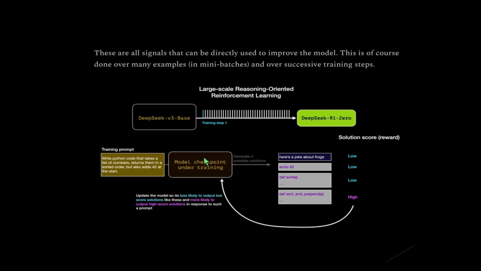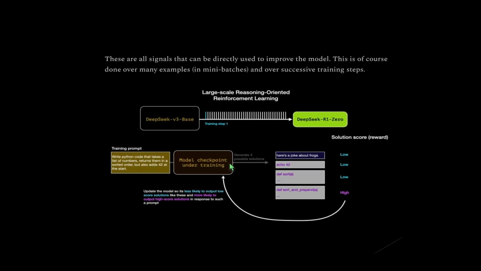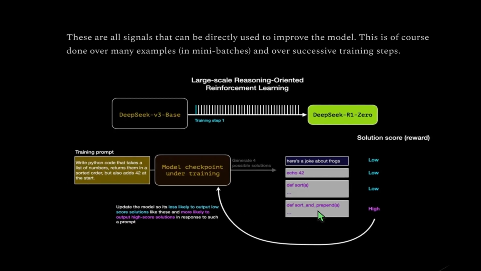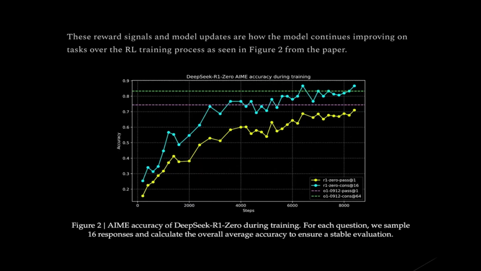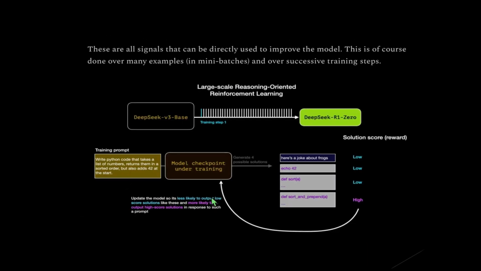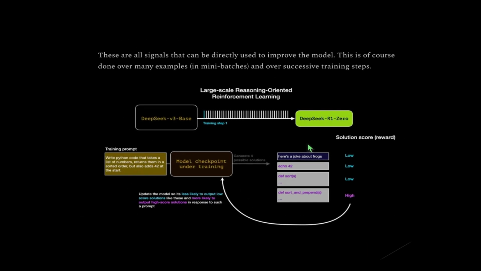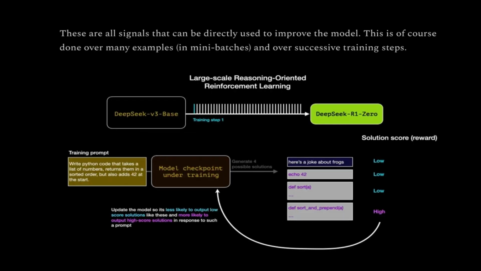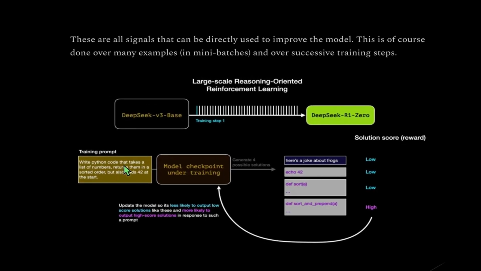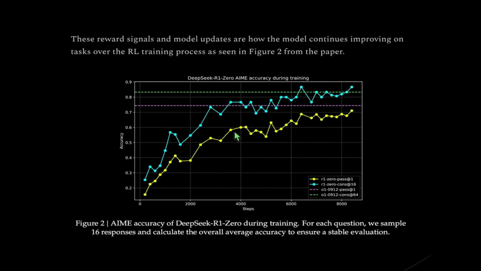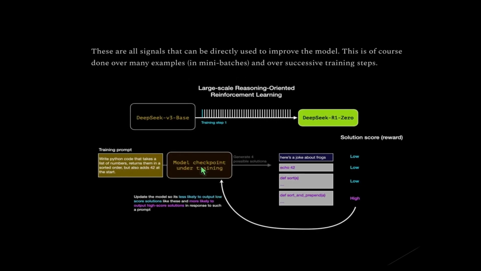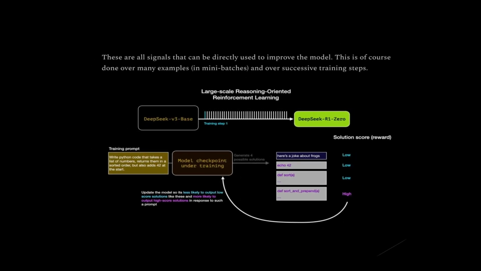If the model is trained on hundreds of similar examples, or even the same set of examples multiple times, its accuracy steadily improves. Initially, it might generate several incorrect solutions, but as training continues, it produces fewer mistakes and more accurate responses. This process strengthens the reasoning ability of DeepSeek R1 Zero.